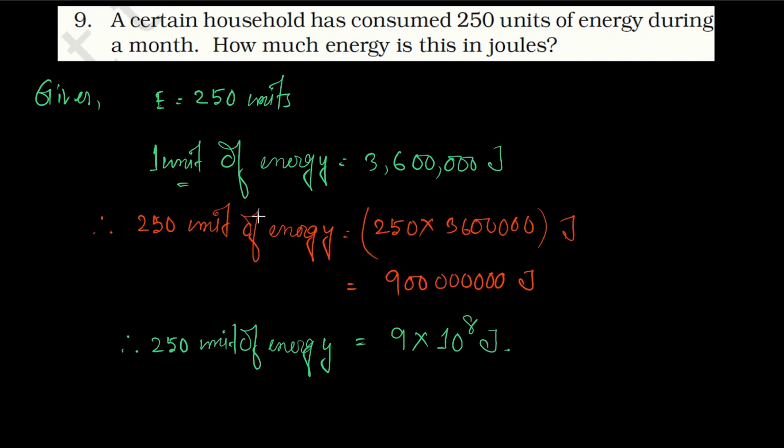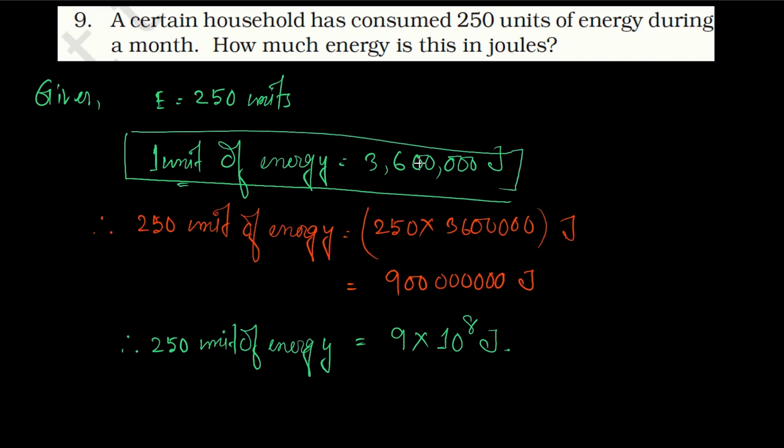Now if you need 300 units of energy, just multiply 300 with this 36 lakhs, and then you are going to get the energy in joule, whatever you need. Simple question, right? That's always what you have to remember. This thing you should always remember.